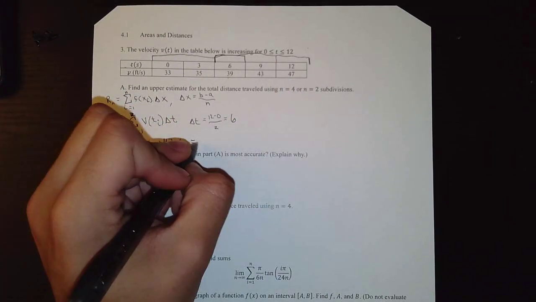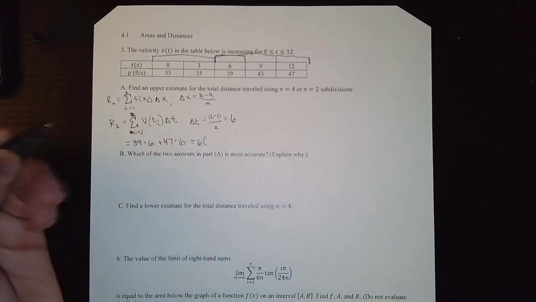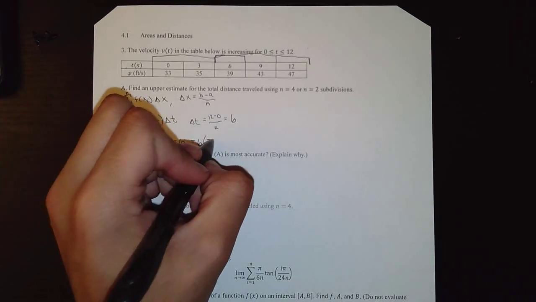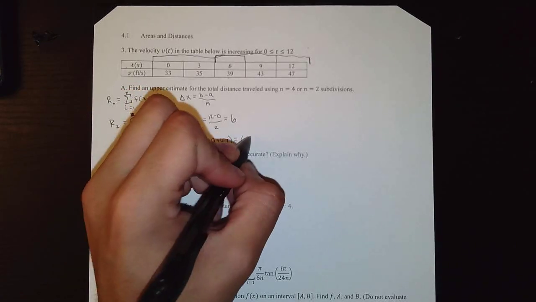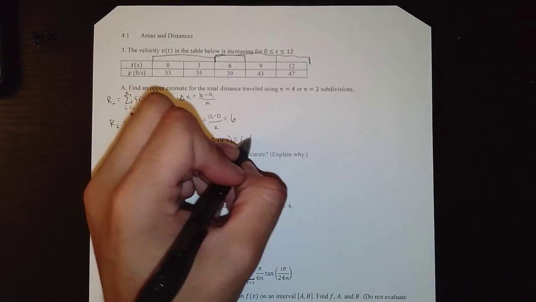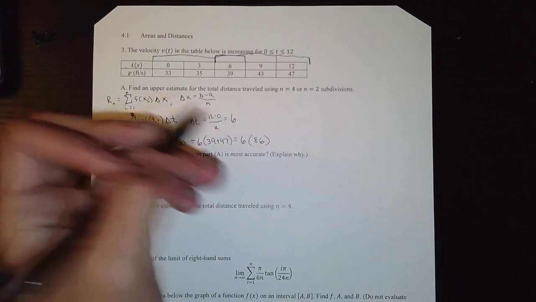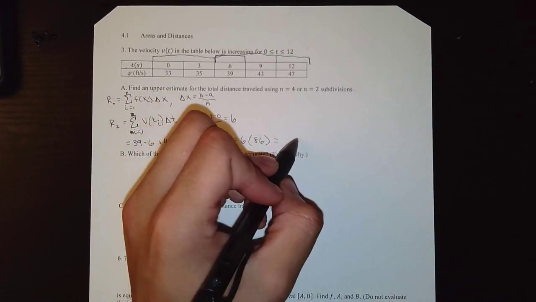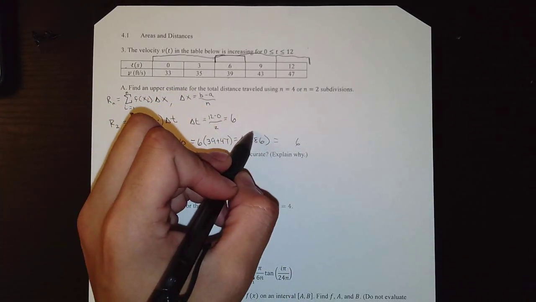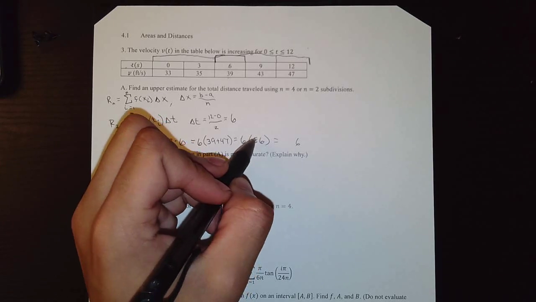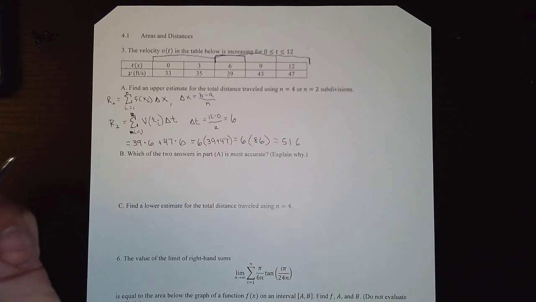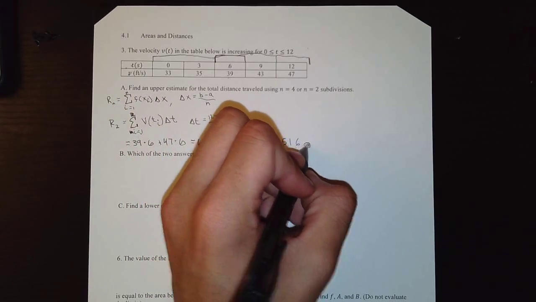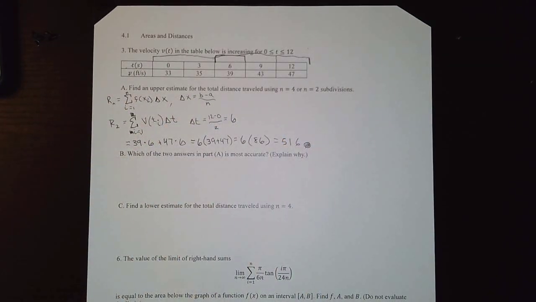Well, we can also use the distributive property to undo this. So now we would have 6 times 39 plus 47, which is 6 times 86. 6 times 6 is 36, so you get 6 and then a 3. 6 times 8 is 48, 49, 50, 51. So for R sub 2, we have an answer of 516.